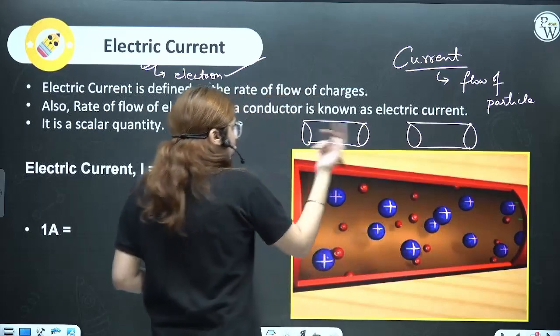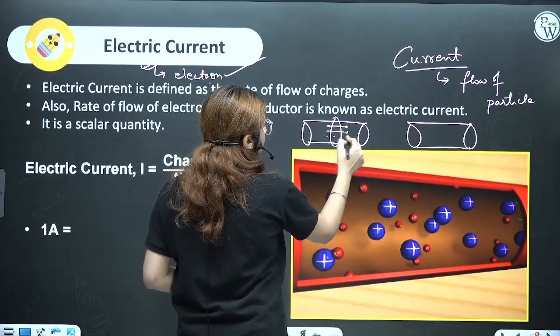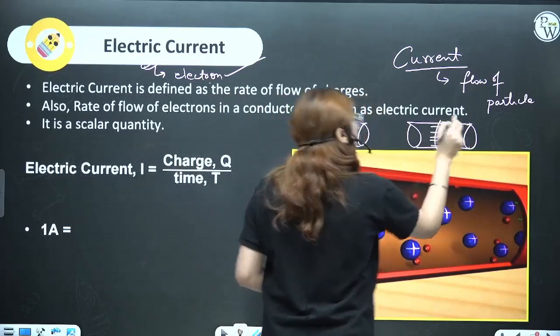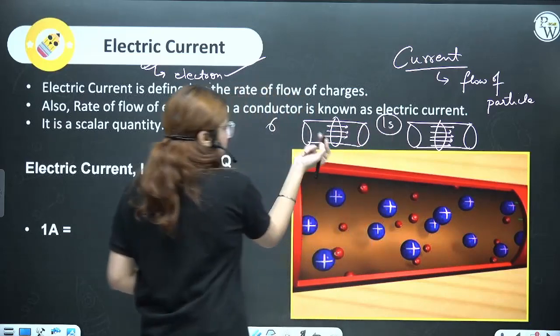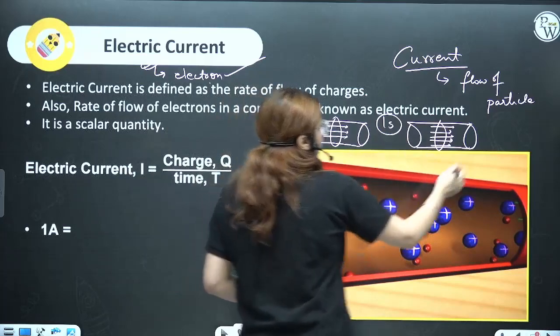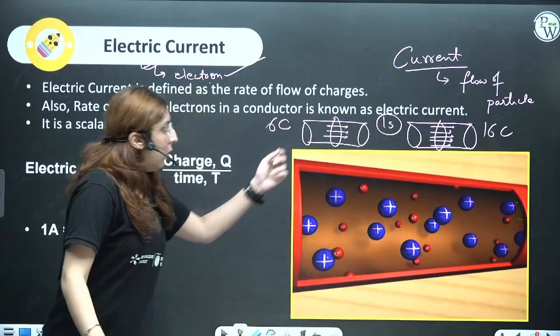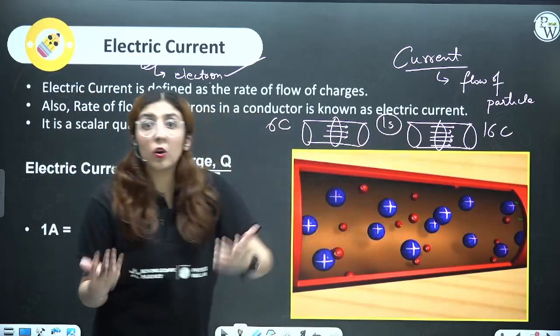Okay, two wires and I am having a look on a particular region. Electrons are flowing and we are just considering them for 1 second. Here 6 charges are flowing. 6 charges, 6 coulomb, and over here 16 coulomb. Now have a look in 1 second. Yes, ma'am, more amount of charges flowing through, more current, that matters.